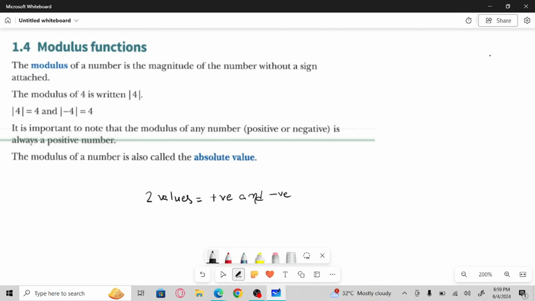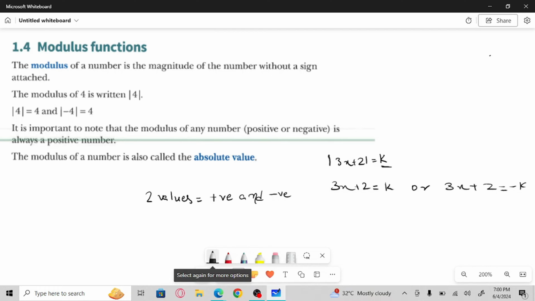Simple as that. For example, we have the modulus of 3x plus 2 is equal to k. In order to open this modulus, we will have two values of k, meaning 3x plus 2 is equal to k, or 3x plus 2 is equal to negative k. Whenever you want to reverse a modulus, we need to get two values, positive and negative. This is because we don't know what the initial value was that made up the modulus.